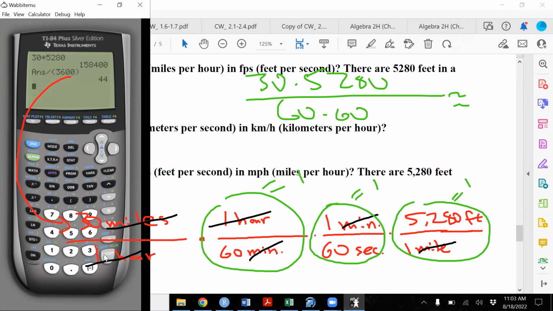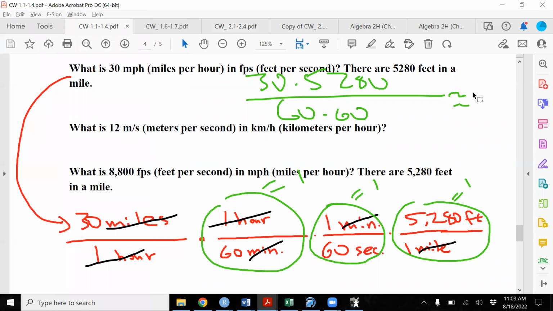Well, look at that. I got 44. Exactly what Google said. So we do get 44. And that's feet per second.